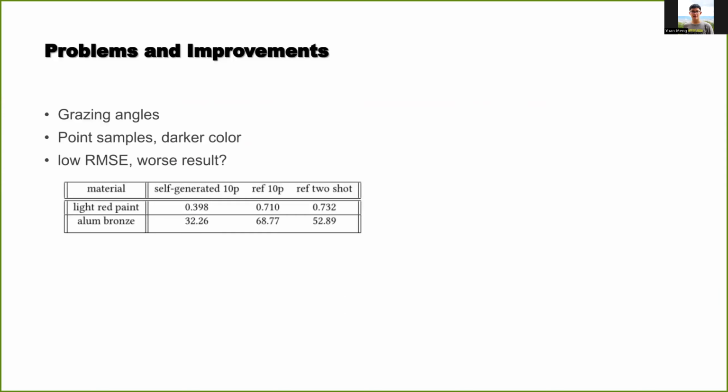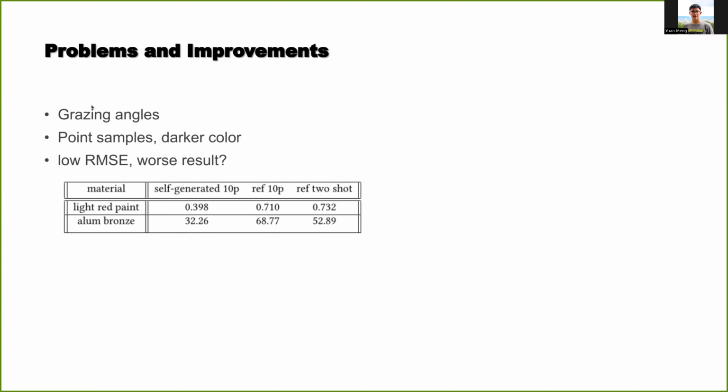So I think that's all the problems I found. There are problems at grazing angles, and all point samples have a darker color. And the strangest thing is that the self-generated result is always the worst one. But if I compute the root mean square error, it is the best among all these directions. So actually, I don't know why this happens.